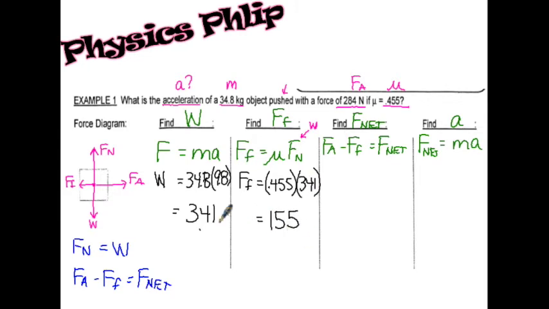So you can see how this works. You usually need your last answer for your next problem. We found weight and we used it for normal force. Now we found friction because we needed it in this equation. Forces are measured in newtons, of course. Make sure you're using your equation. So here I'm subtracting.